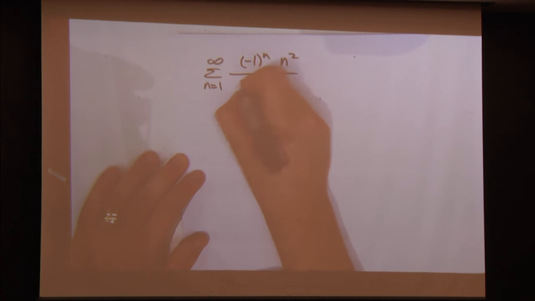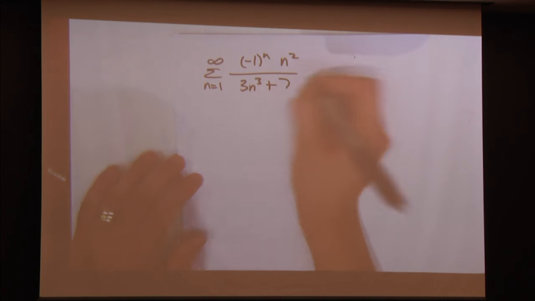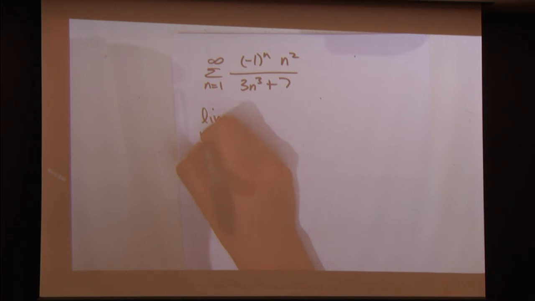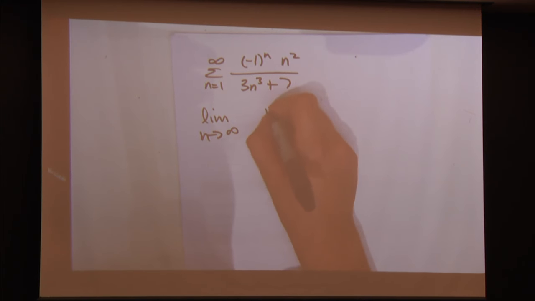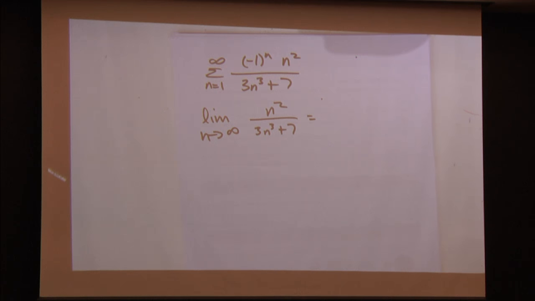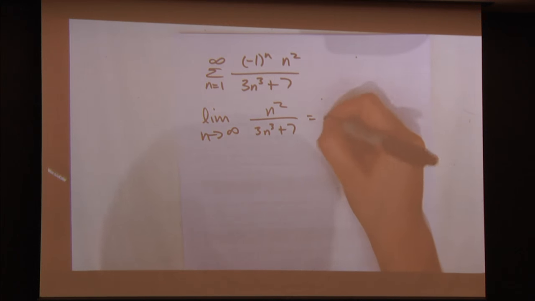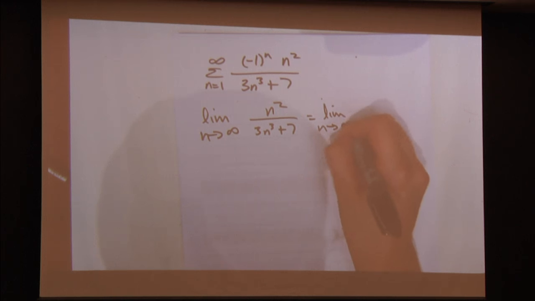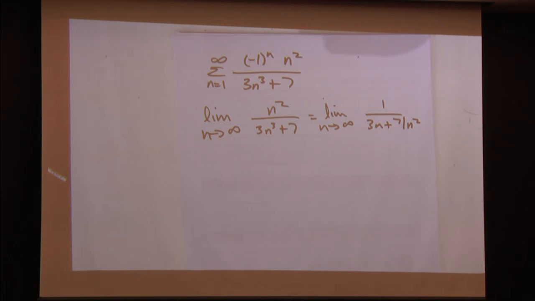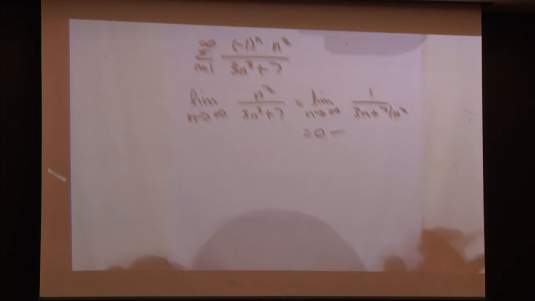Alternating series test, we have to prove that it's decreasing, and we have to prove that the limit goes to 0. If we take the limit of this series, we divide top and bottom by n squared. We get 1 over 3n plus 7 over n squared. This is 0. First condition is met. If it does not equal 0, it diverges by divergence test.